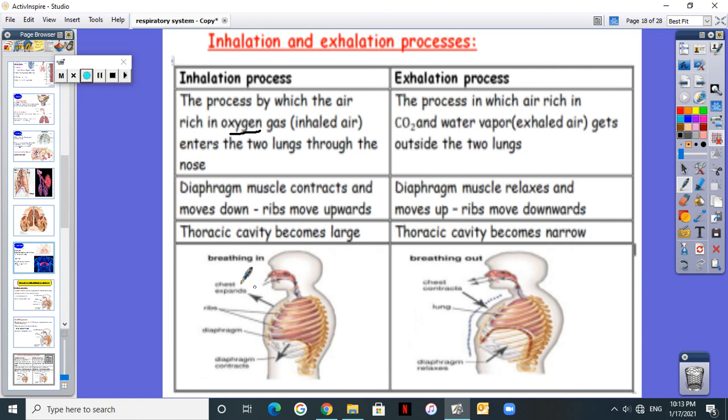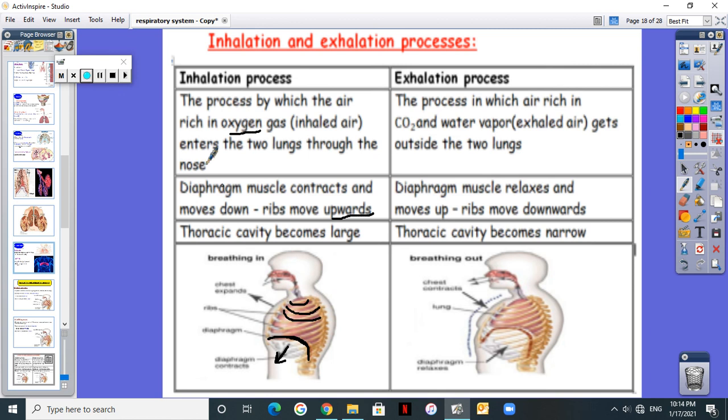Okay, what happens to your diaphragm muscle during the inhalation process? Your diaphragm muscle contracts and moves down, as you can see in this picture. What happens with your ribs? Where are your ribs? This is your ribs. During the inhalation process, your ribs move upwards. So again, your diaphragm muscle contracts and moves down, and your ribs move upwards.